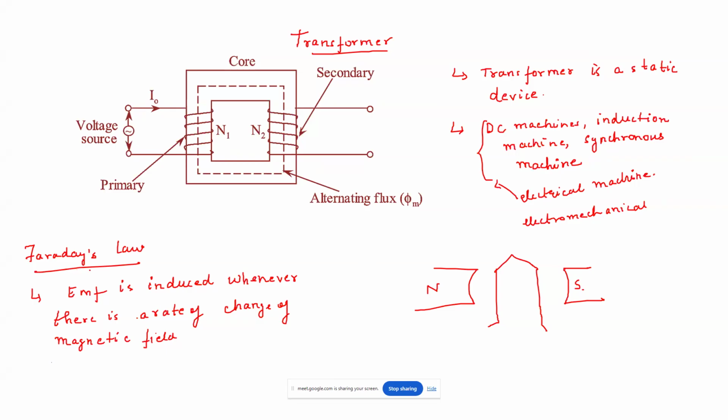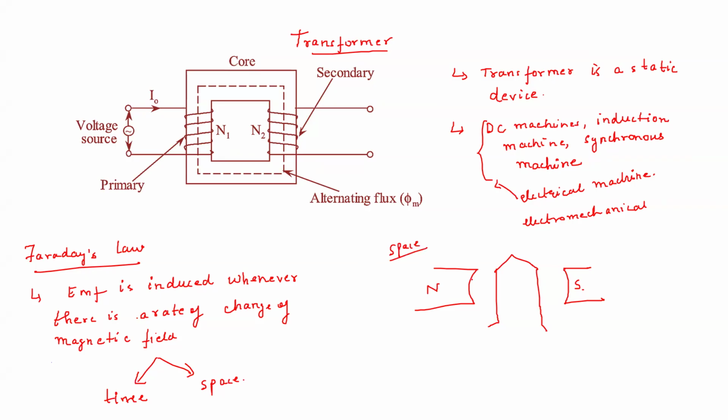As per Faraday's law, EMF is induced whenever there is a rate of change of magnetic field. So how can this rate of change happen? It can happen in time, or it can happen in space. What do I mean by this? Let us take an example of space, where the rate of change happens in space.